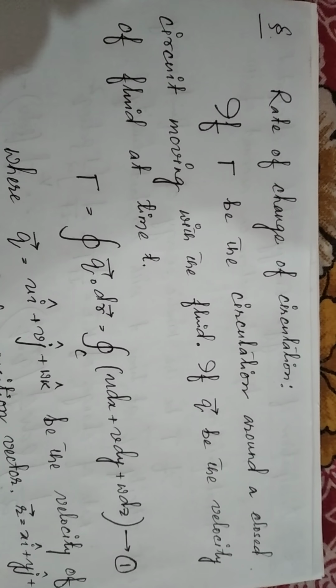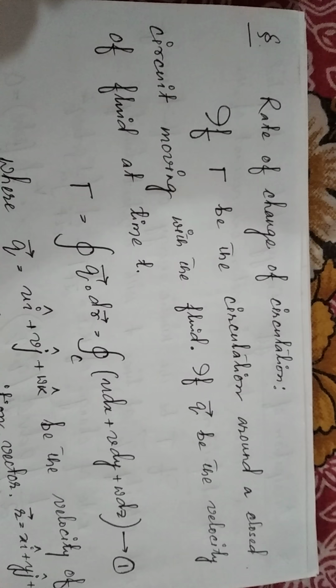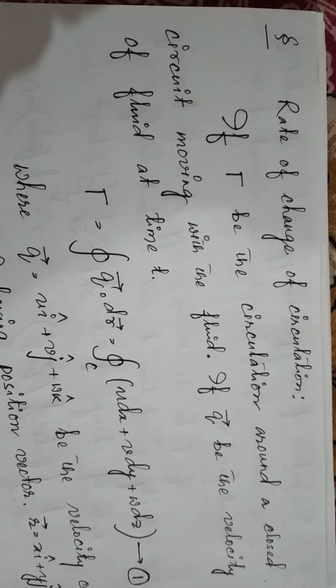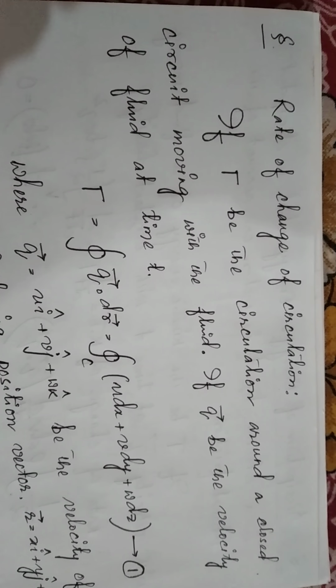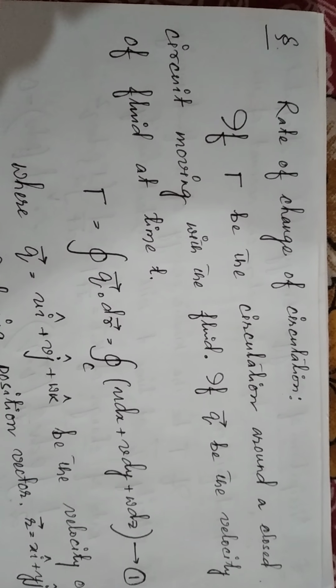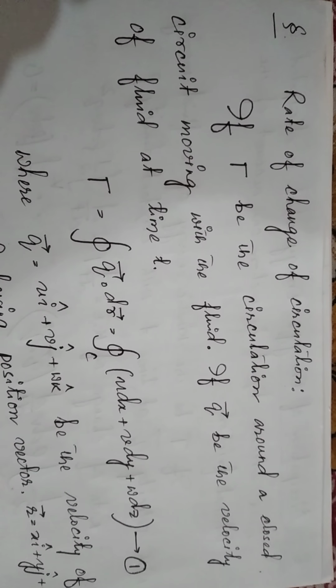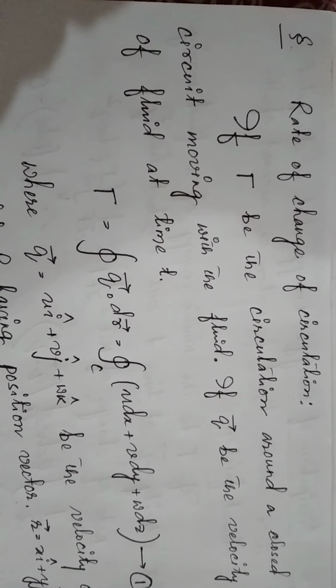Good morning, students. Today we will see some of the properties of viscous fluid, and one of them is the rate of change of the circulation. So now, if gamma be the circulation around a closed curve moving with the fluid, and if q bar be the velocity of the fluid at any time t, then equation 1 gives the definition of the circulation around that closed curve C.